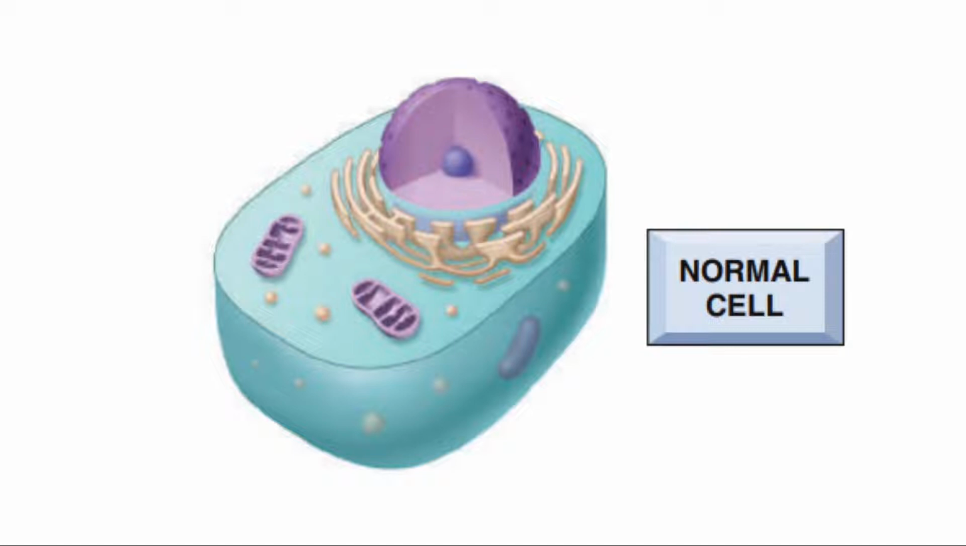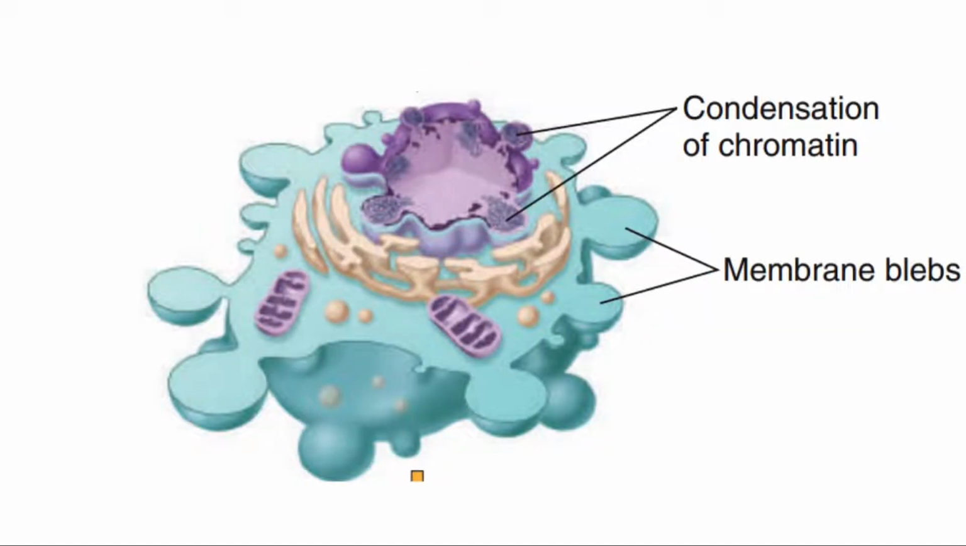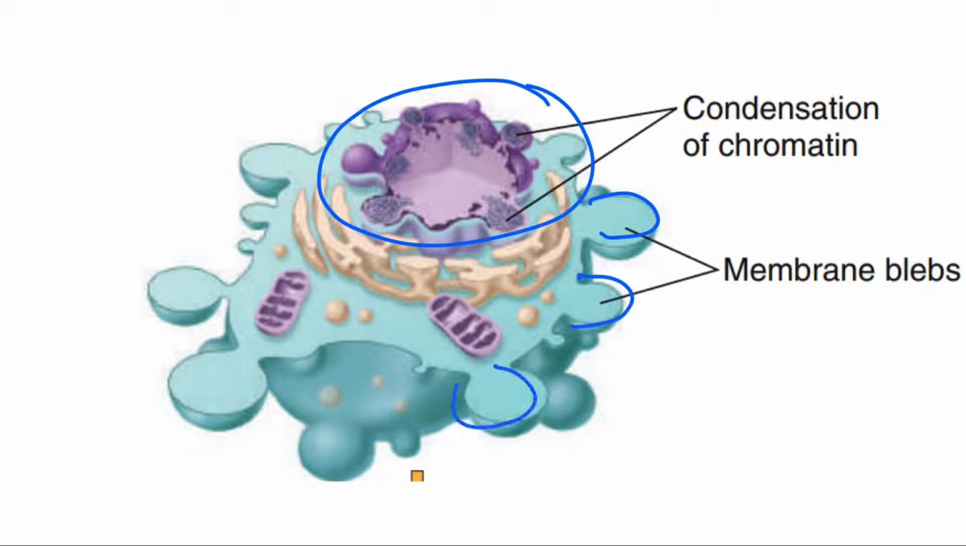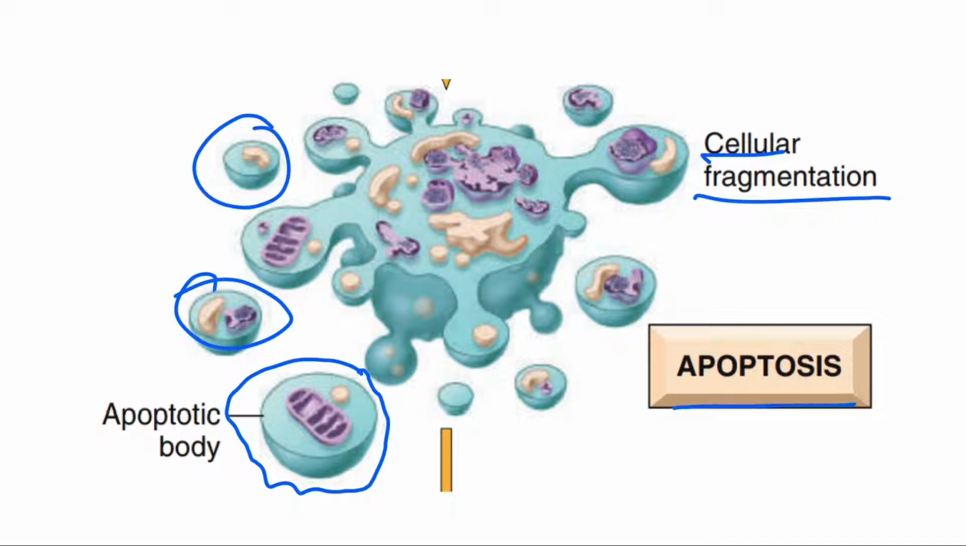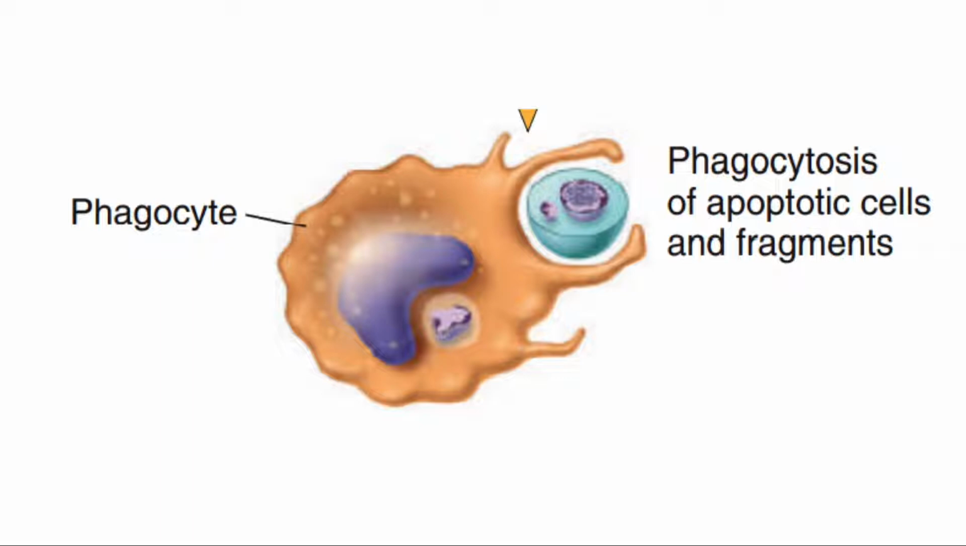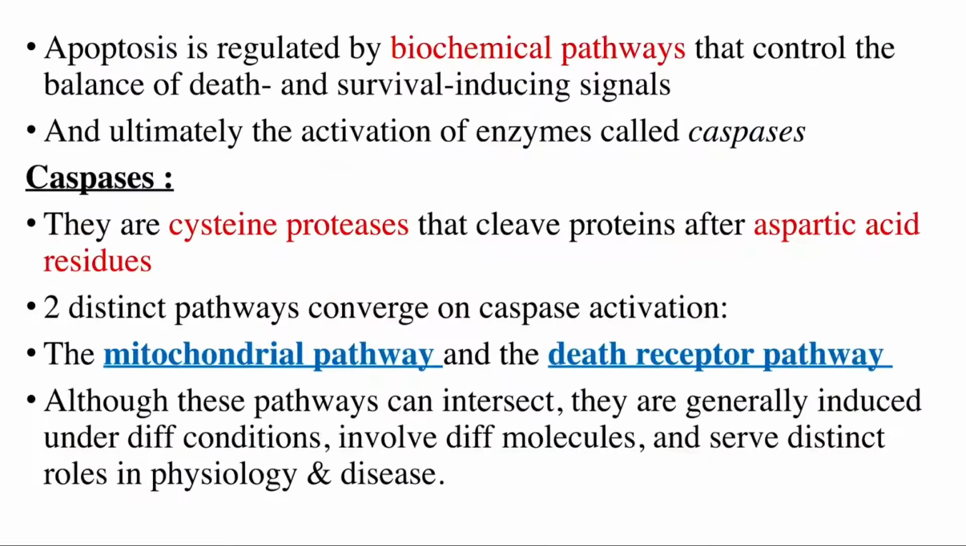This is a short description of what actually happens. You can see this is a normal cell, this is the normal nucleus, these are normal mitochondria, the normal plasma membrane and everything. But what happens here, you can see the plasma membrane is intact, but there is condensation of chromatin, the membrane blebs are formed, and then you can see apoptotic bodies which are formed. There is cellular fragmentation. This is apoptosis, and ultimately the phagocytes come and eat these apoptotic cell fragments as well as the cells themselves.